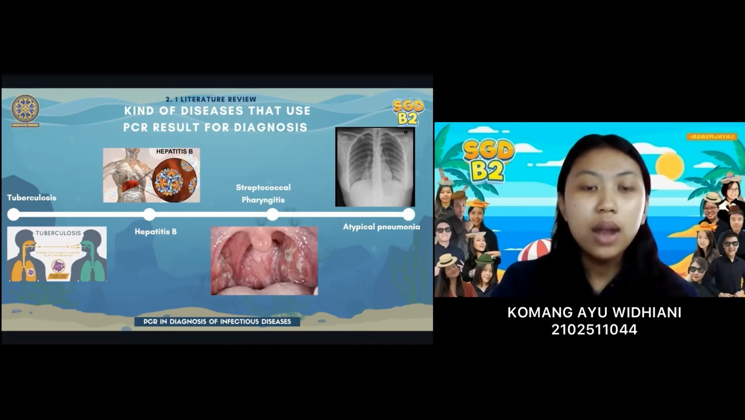The second one is hepatitis B. HBV can cause these infectious diseases. HBV can be detected using PCR. ddPCR can detect HBV sensitively and specifically.